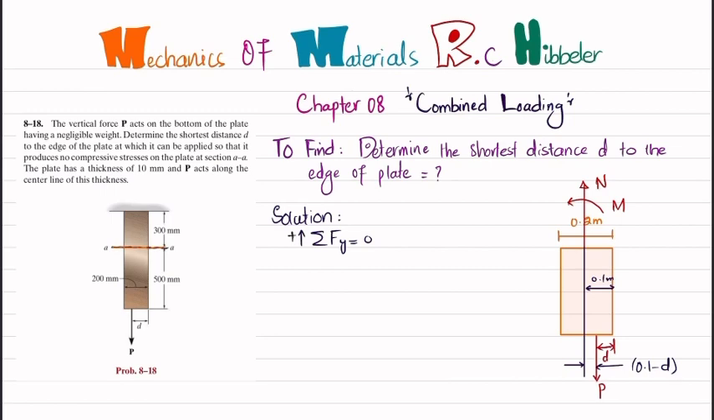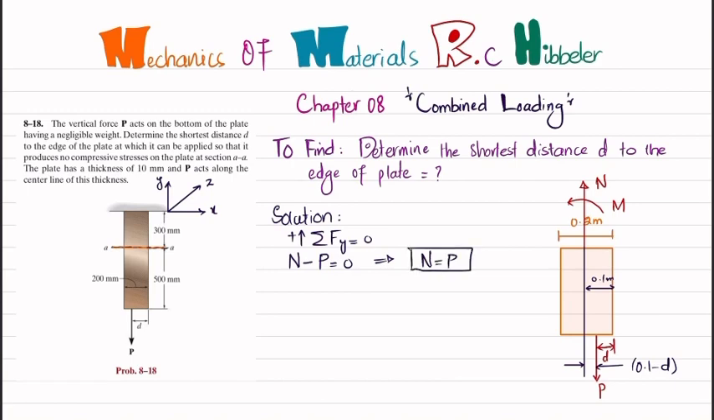So what we have taken is that this distance is x, this distance is y, and z is along out of plane. This is z, this is x, and this is y. So the sum of all forces along the y direction must be equal to 0. So along the y direction there is N force which is upward, and minus P which is downward, is equal to 0. So it means that this N will be equal to P.